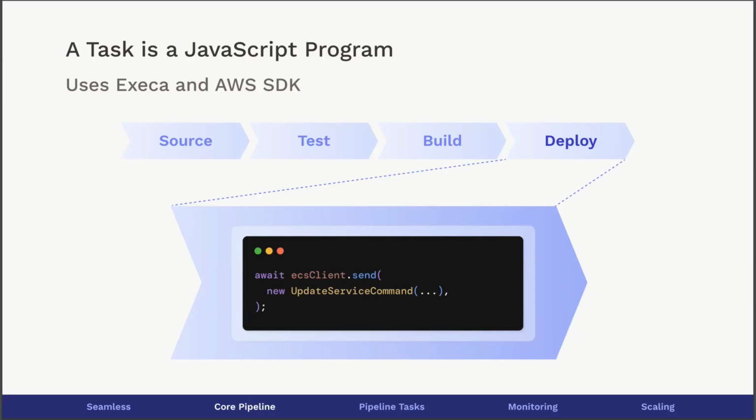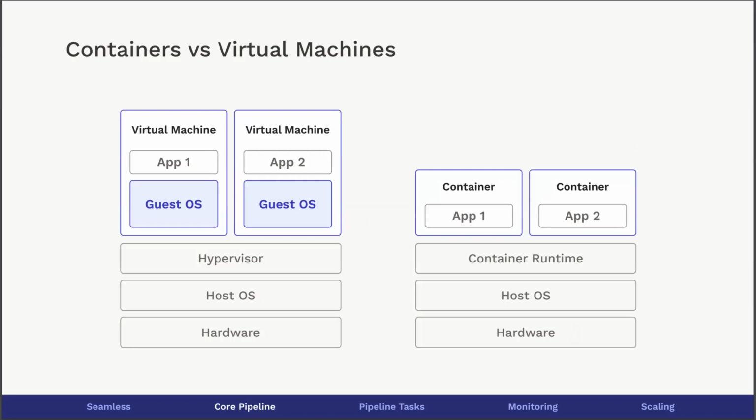Now that you know that tasks are JavaScript programs, we can talk about the infrastructure for running them. We looked at two options, containers and virtual machines. Our initial idea was just to run everything on a virtual machine, but after more research, we decided to go with containers because they're more lightweight and faster to spin up. This is because unlike virtual machines, they don't include a guest OS, which can take up a lot of space. And the reason why fast spin-up time was so important to us is because different teams have different commit frequencies. So we wanted to support a variety of usage patterns.